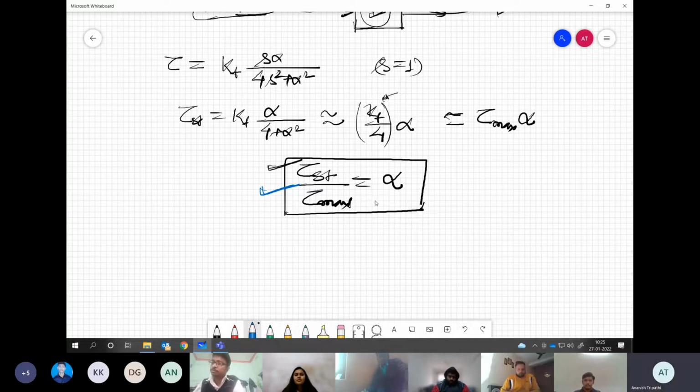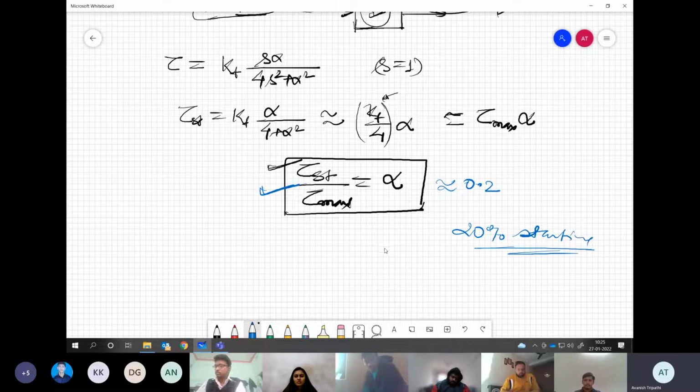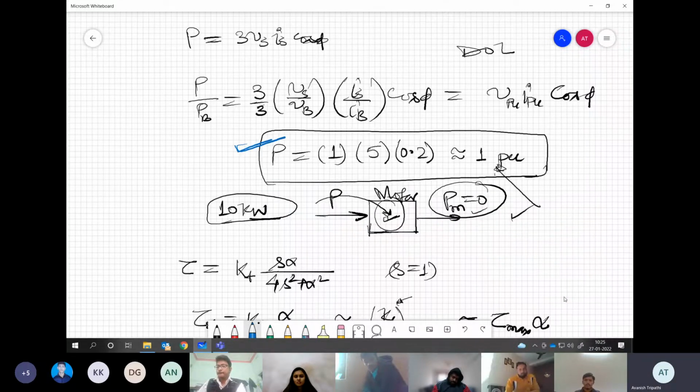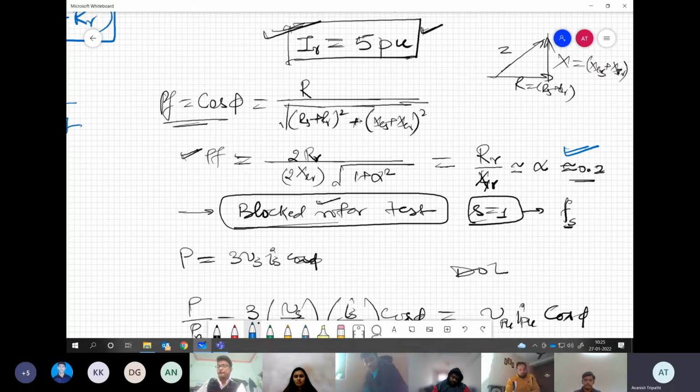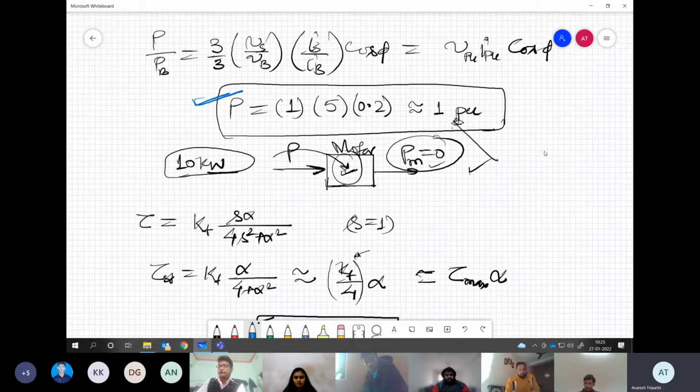So obviously this is poor. Alpha is only 0.2. So 20% of the starting torque you are going to get when you do direct online. 20% of the maximum torque. And for that you are pumping some 5 times of current and burning almost the rated power in the motor. So which is very, very bad for the system at all. Overall the system is going to suffer.